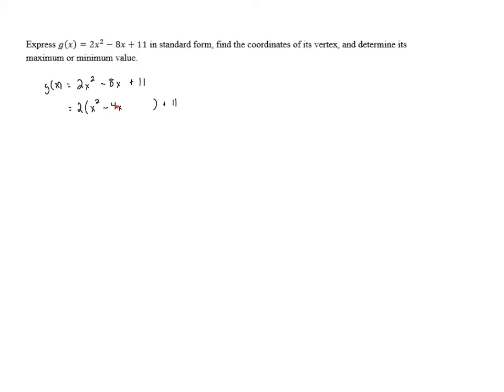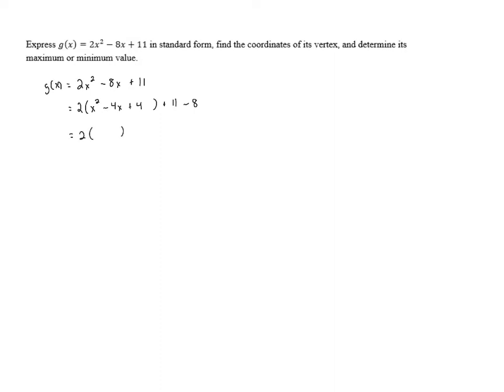To do this, we take negative 4 divided by 2. That gives us negative 2, and square it. That gives us positive 4. So we add 4 inside the parentheses, but we're really adding 2 times 4, which is 8. So to balance out the function, we also need to subtract 8 so that we're not changing the value of the function through this process.